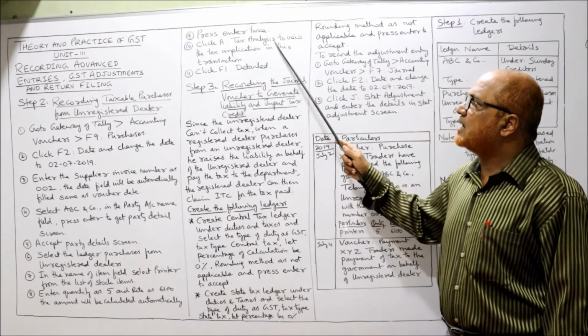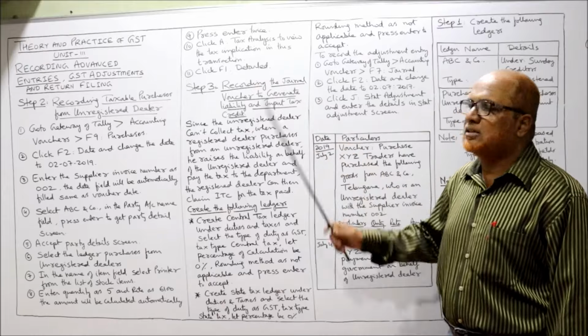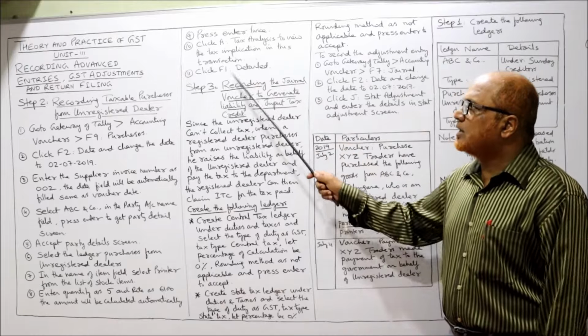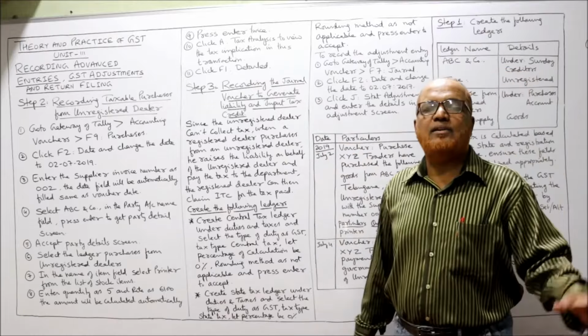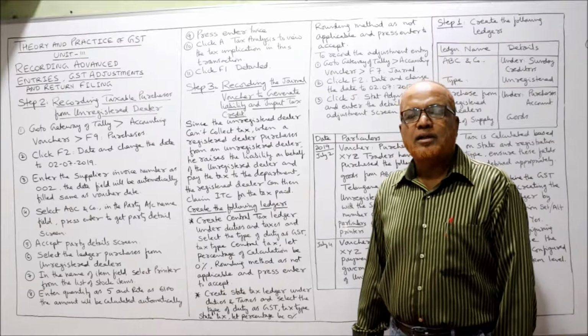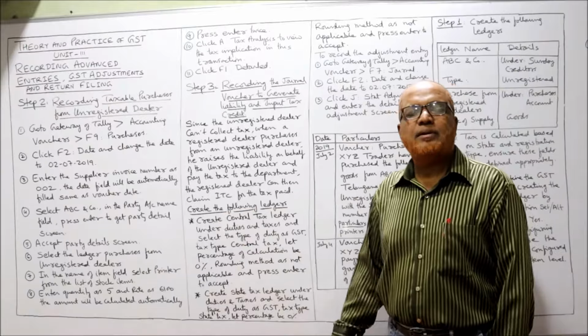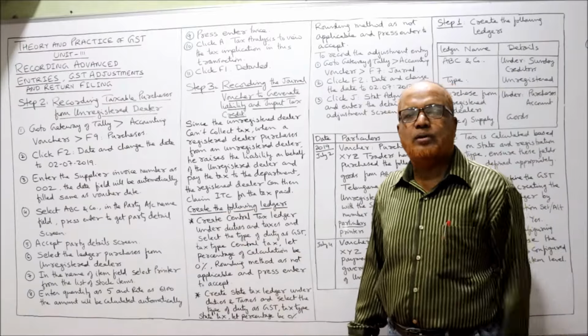Click tax analysis to view the tax implication in this transaction. Last one, click F1 for detailed information. That's all. These are the steps to be followed under step number 2, recording the taxable purchase from unregistered dealer.